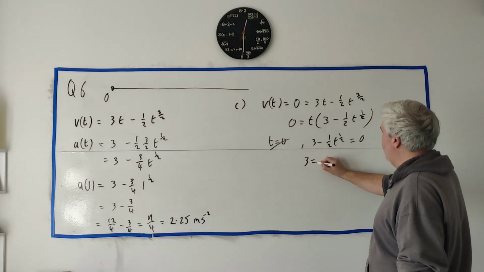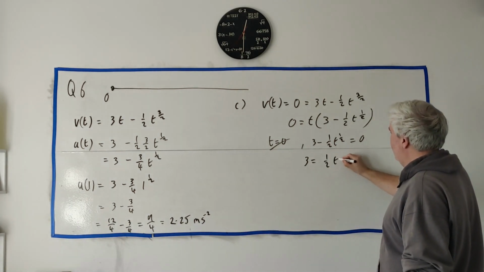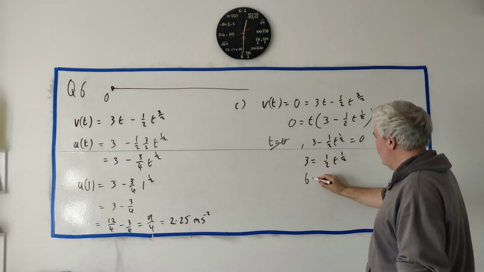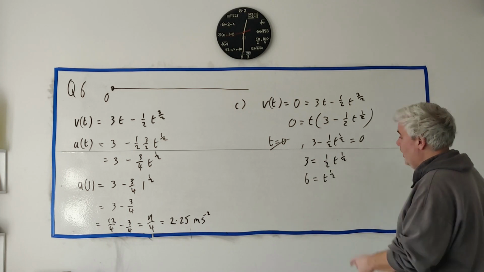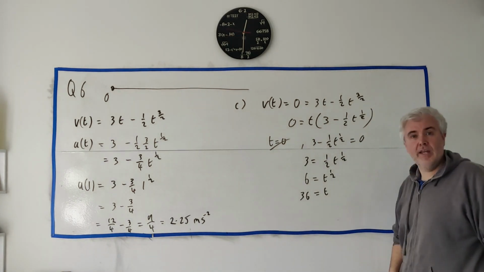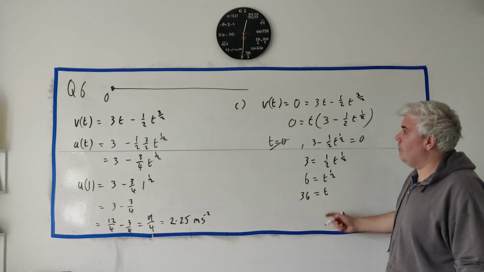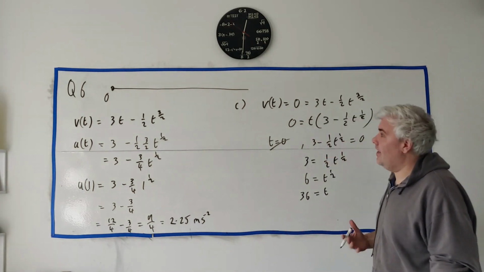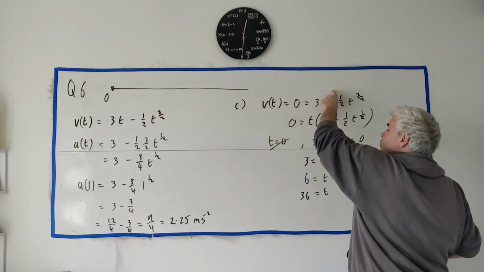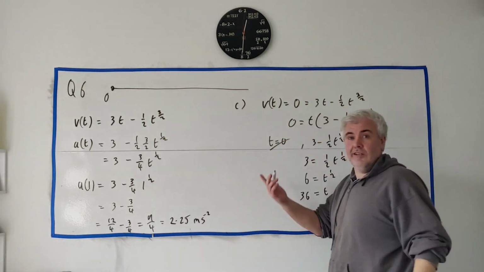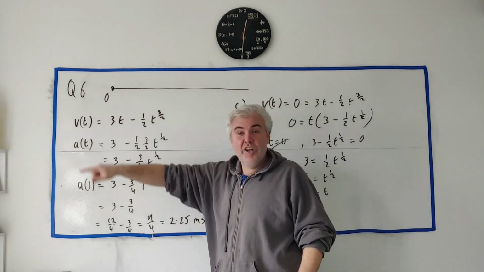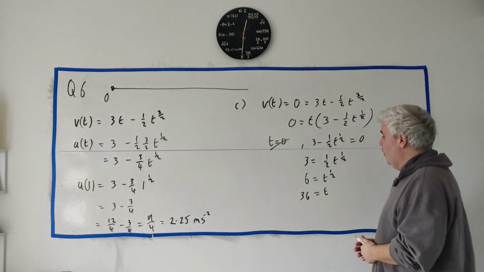Let's clean that up. 3 equals a half t over t to the power of a half. Multiply across by 2, we get 6 equals t to the power of a half. Square both sides, we get 36 equals t. And that's the answer. That's a positive answer for t. So after 36 seconds, this particle has slowed down to rest, and we're about to start going that way, and part D also tells us we're about to come flying back through the origin.